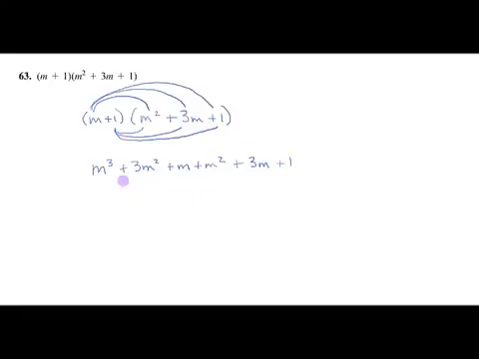Now I have some like terms I can put together. I have a 3m squared and an m squared there. So let's start off with my m cubed. 3m squared plus m squared is 4m squared. And then I have an m and a 3m. That gives me a positive 4m plus my constant of 1. Now everything has been combined that can be combined, and all of my variables are in descending order.